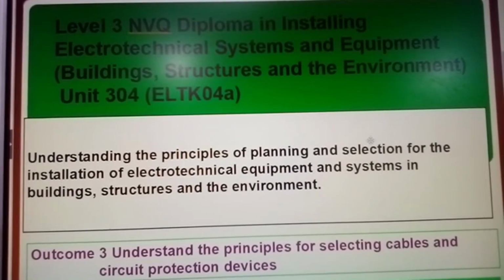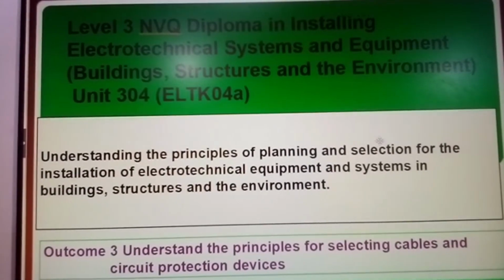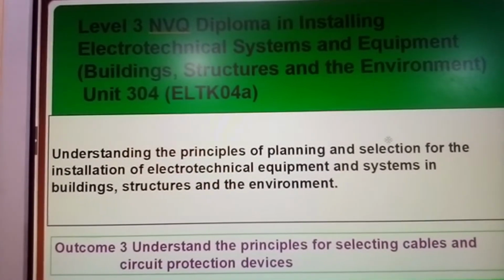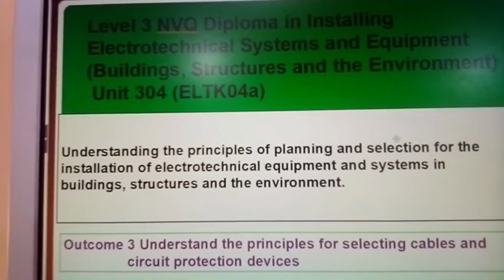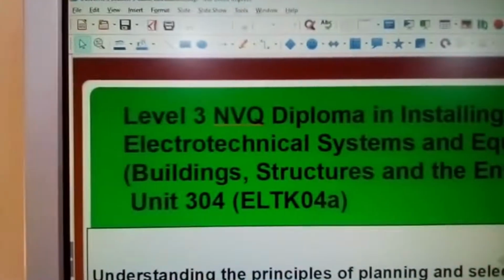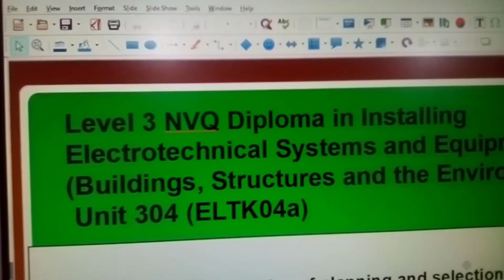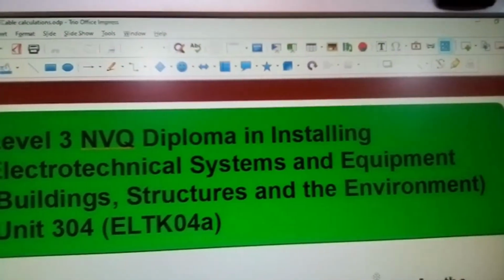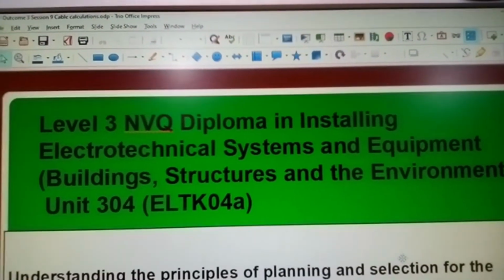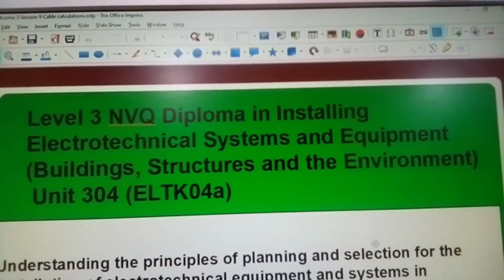Okay, welcome back. What we want to look at is to continue with Unit 3 or 4. Let me just go up to show you what we're looking at. Level 3 NVQ Diploma in Installing Electrotechnical Systems and Equipment, etc.